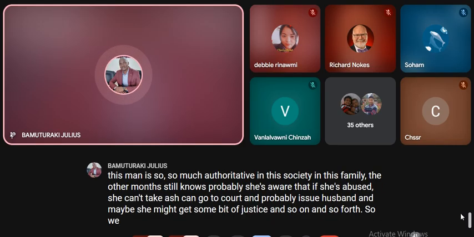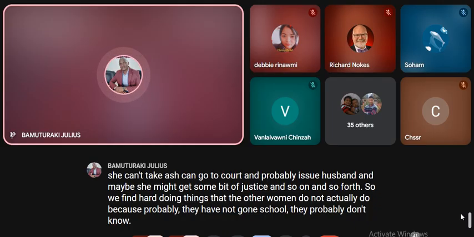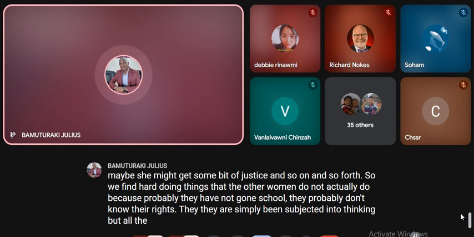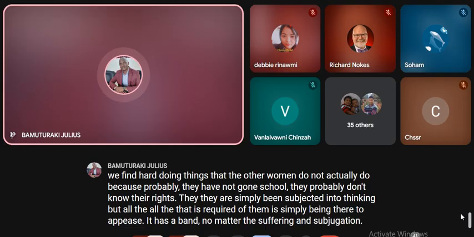So we find her doing things that the other women do not do, because probably they have not gone to school, they probably don't know their rights. They have simply been subjected into thinking that all that is required of them is being there to appease the husband, no matter the suffering and subjugation they go through.